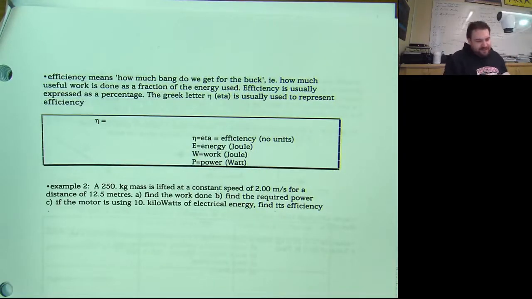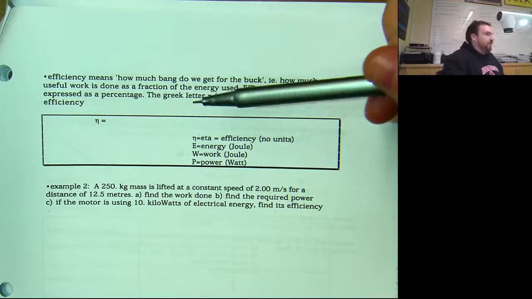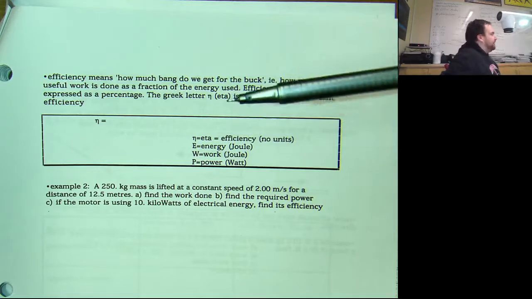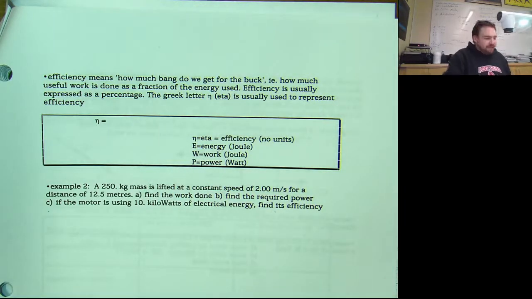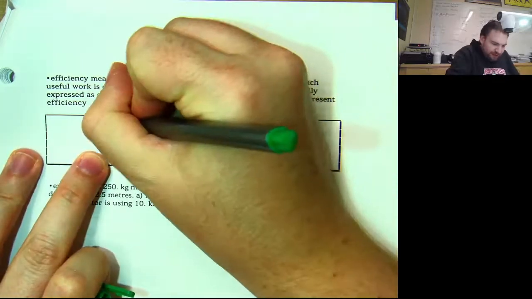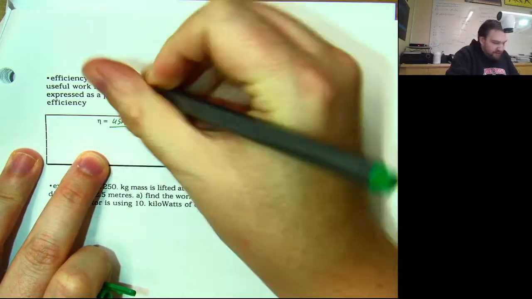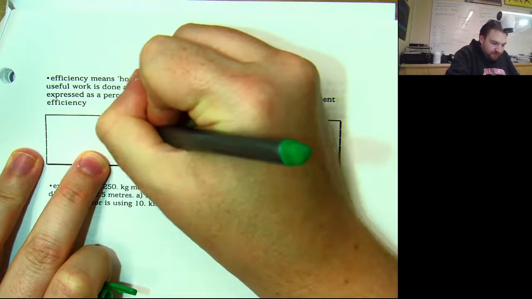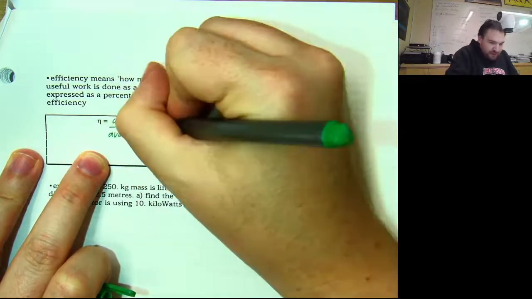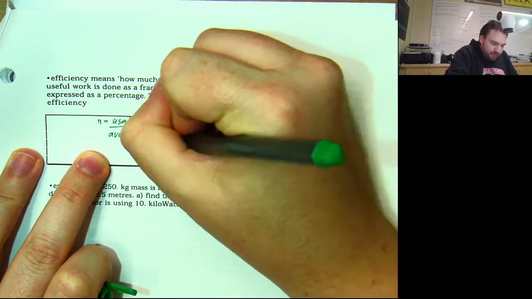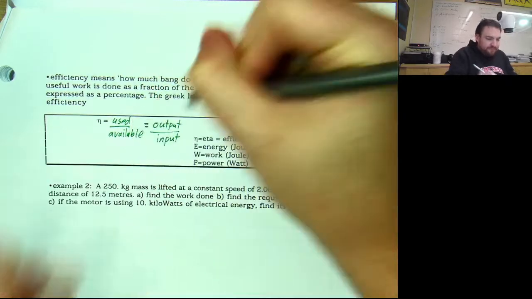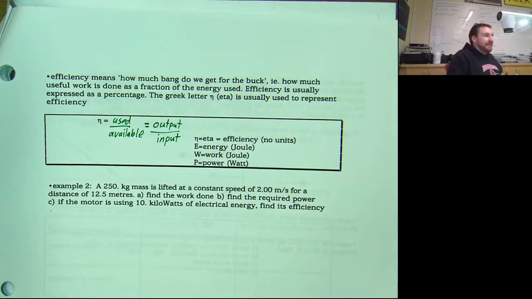And then we've got this idea of efficiency. Efficiency is how much useful work is done, or what fraction of energy is actually used. This is the Greek letter eta. It is a weird looking N. You can think of efficiency as being used divided by available energy. You can also think of it as output over input. And then you guys know how to transfer that to a percentage.